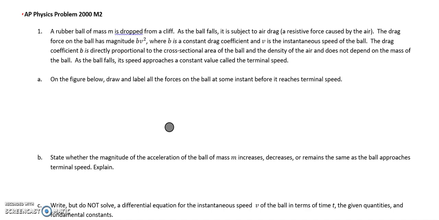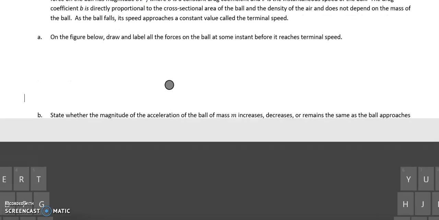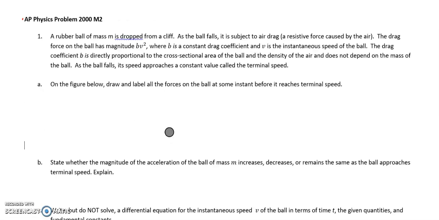So we have a rubber ball of mass m, so this is it right there, and it's dropped from a cliff. As the ball falls, it is subject to air drag, a resistive force caused by the air. The drag force on the ball has magnitude bv squared, where b is a constant drag coefficient and v is the instantaneous speed of the ball. The drag coefficient b is directly proportional to the cross-sectional area of the ball and the density of the air and does not depend on the mass of the ball. As the ball falls, its speed approaches a constant value called the terminal speed. On the figure below, draw and label all the forces on the ball at some instant before it reaches terminal speed.